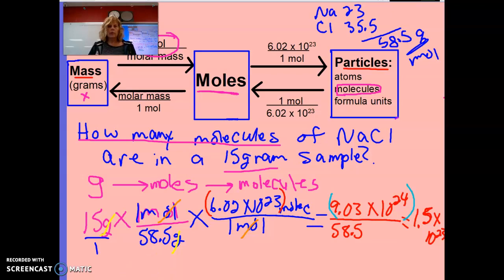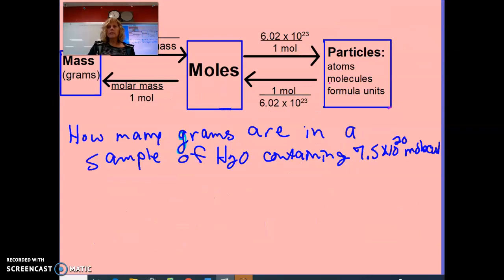So let's do one more going the other way. So let's solve one going the opposite direction. So I'm going to underline what's important. I want to end up with grams. I want to know how many grams are in a sample of H2O. So I need to know that it's water. And then I have this many molecules.